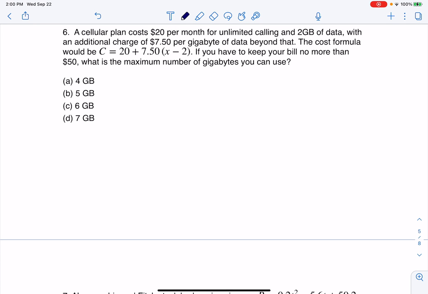All right. If you have to keep your bill no more than $50, what is the maximum number of gigabytes you can use? So you see $50 here, and that's going to be a cost value. So what I'm going to do is set my cost function to $50.